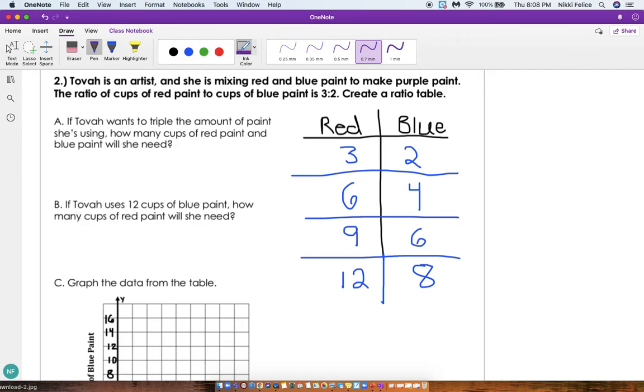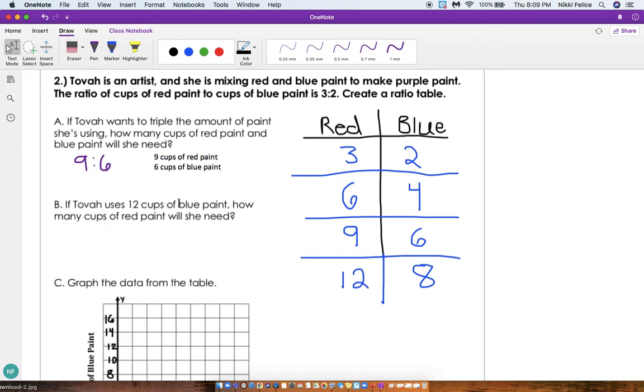Question, letter A. If Tova wants to triple the amount of paint she's using, how many cups of red paint and blue paint does she need? Well, this would be if she made just 1 batch. 6 to 4, that would be 2 batches. 3 batches would be 9 to 6. So she would need 9 cups of red paint and 6 cups of blue paint.